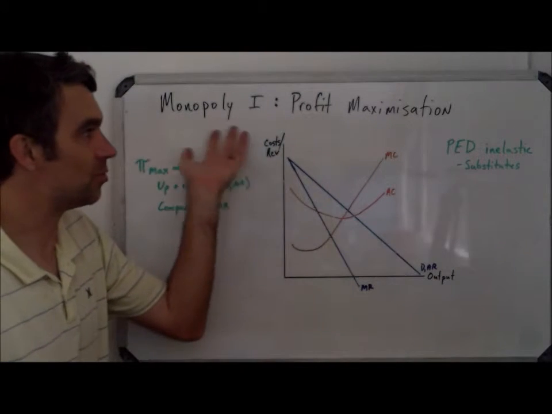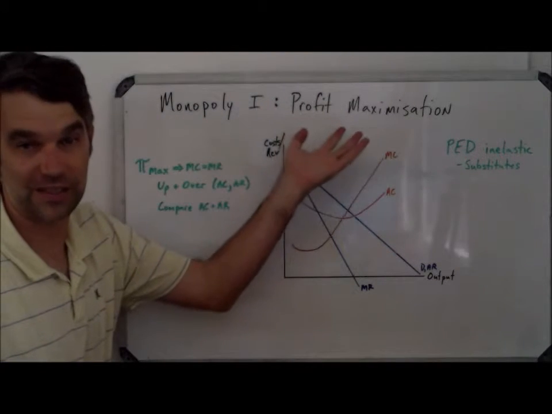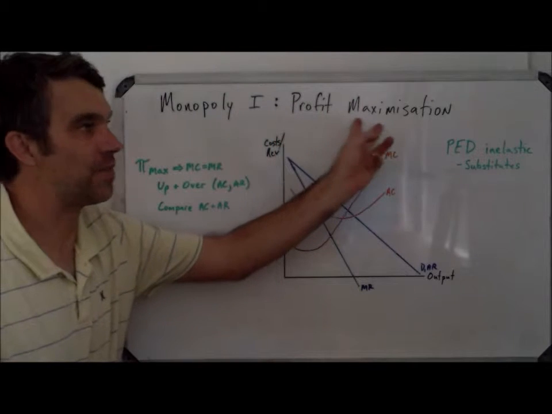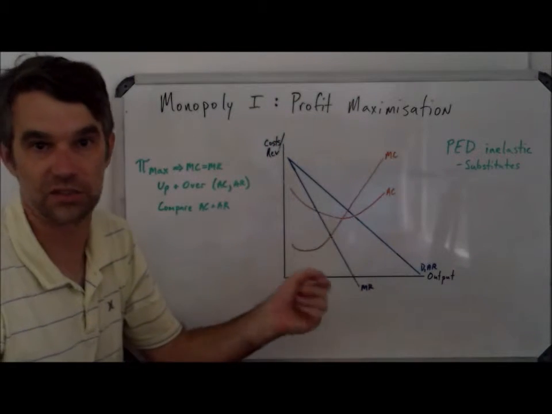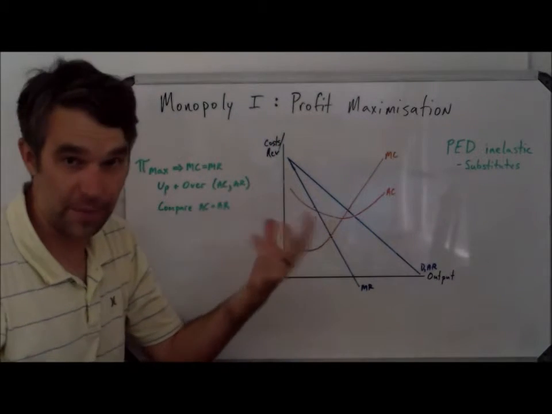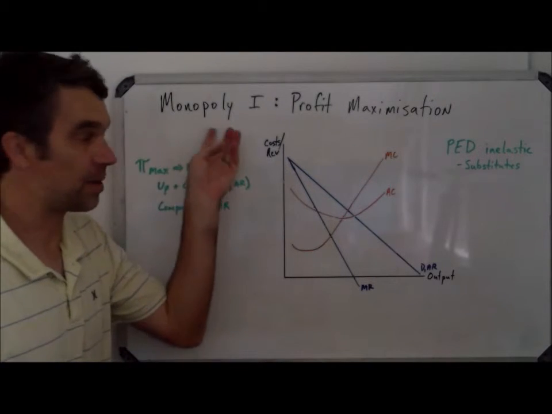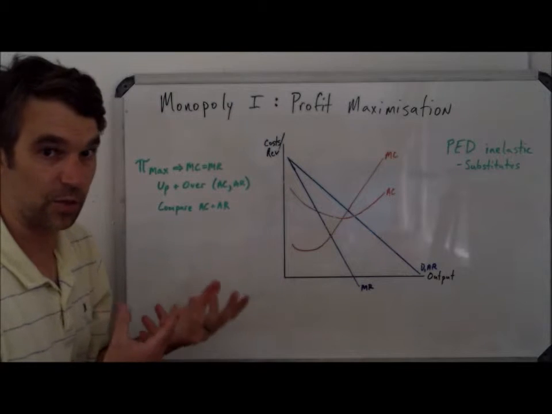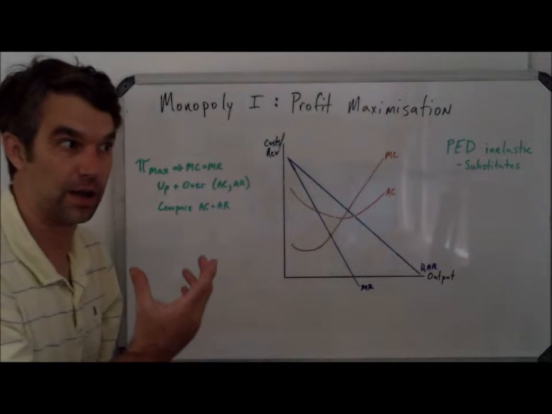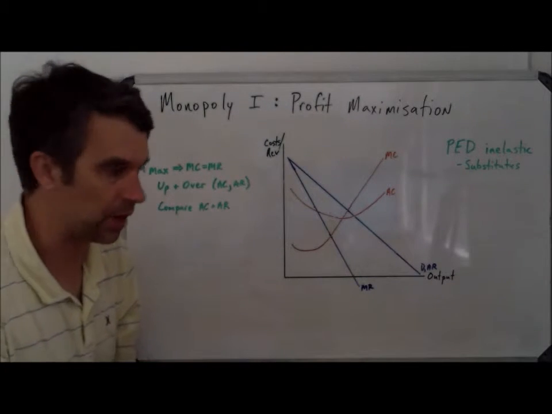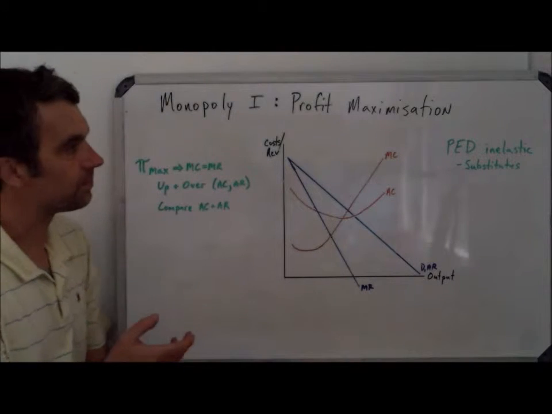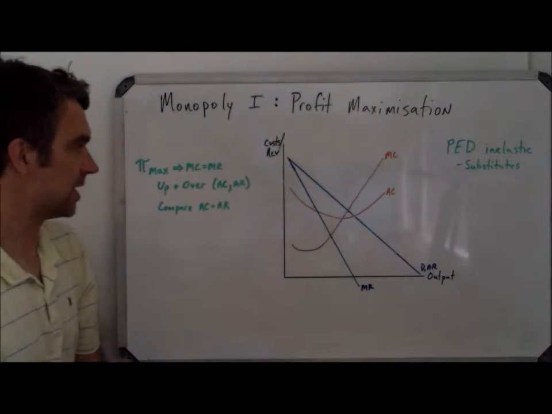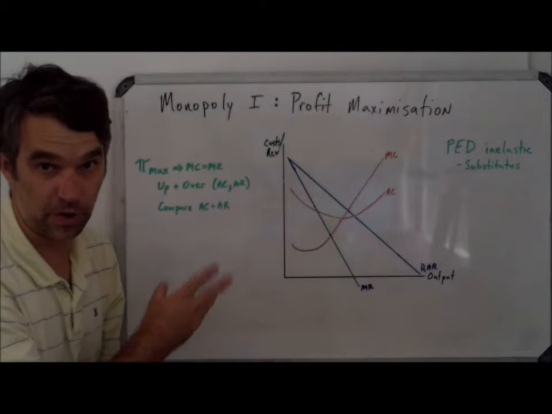So really you can retitle this, instead of monopoly profit maximization, as just profit maximization with a negatively sloped demand curve. That being said, as I talk about things, I'm going to be thinking about a monopoly, so I'm going to try to say this in the way that would be more accurate for just a monopoly.